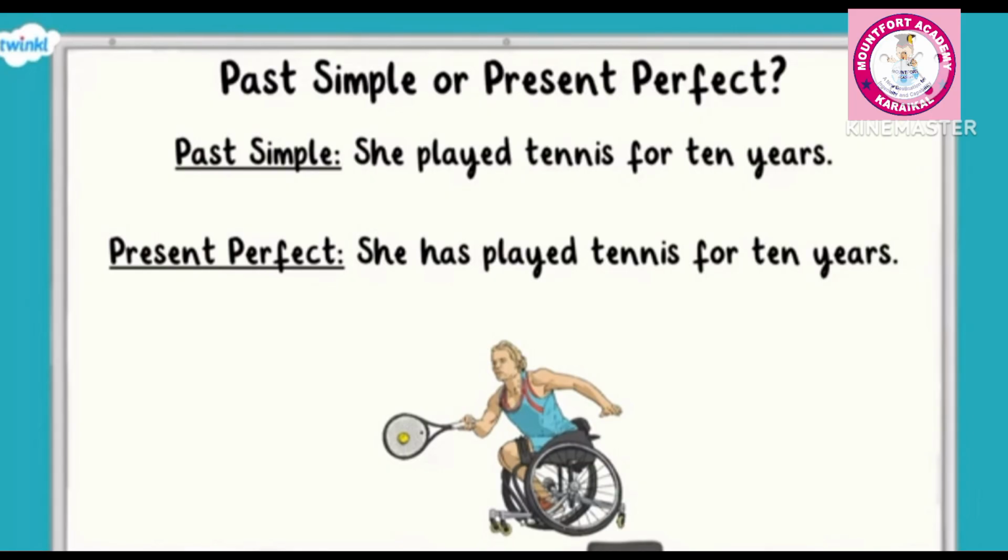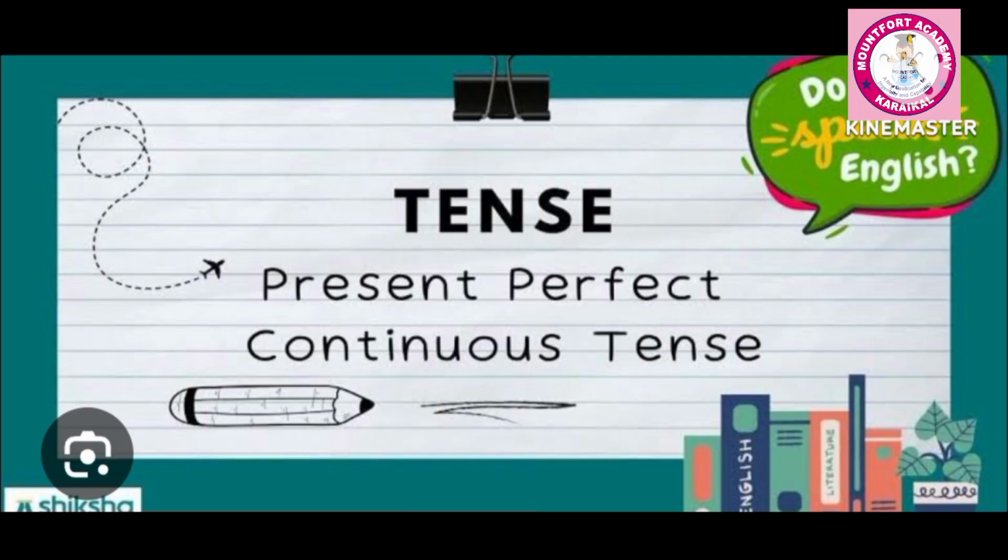Okay, let me explain. In the first sentence, she played tennis for 10 years in the past. So the action is completed. In the second sentence, she has played tennis for 10 years. The action is continuing in the present. So if the past action is complete, we use past simple. But if the past action is still continuing, we use present perfect. We will move to present perfect continuous tense.